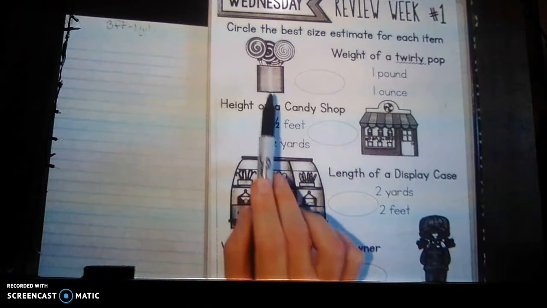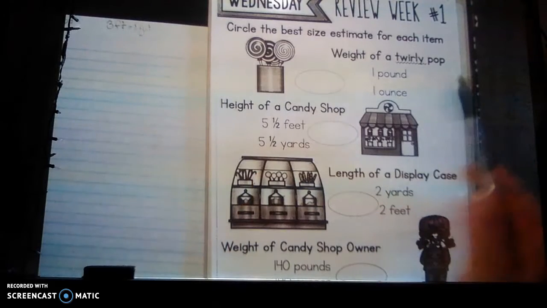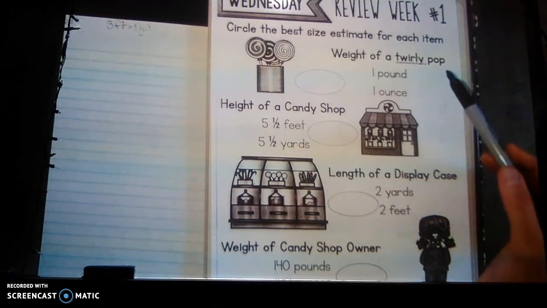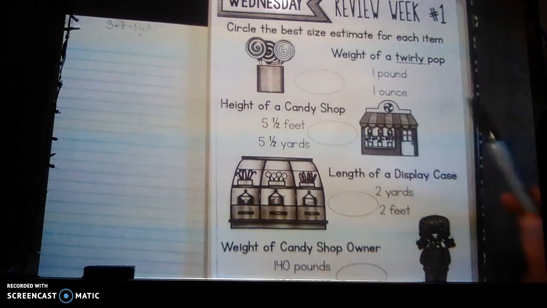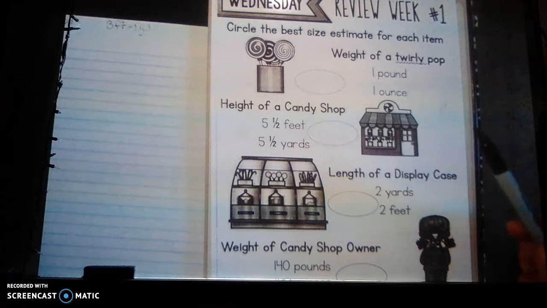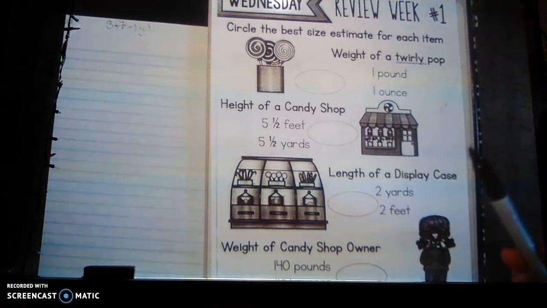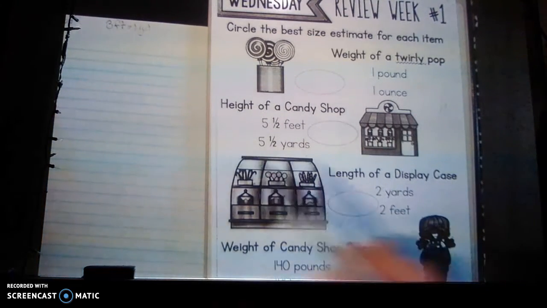So they're going to show us a picture of something and tell us what that something is. We're going to try to figure out the weight of a twirly pop. Is the weight of a twirly pop going to be in pounds or ounces?